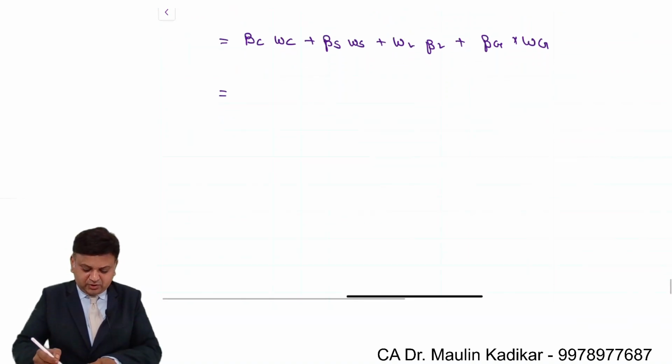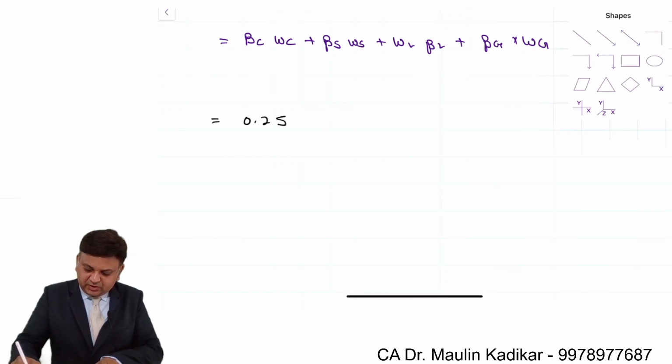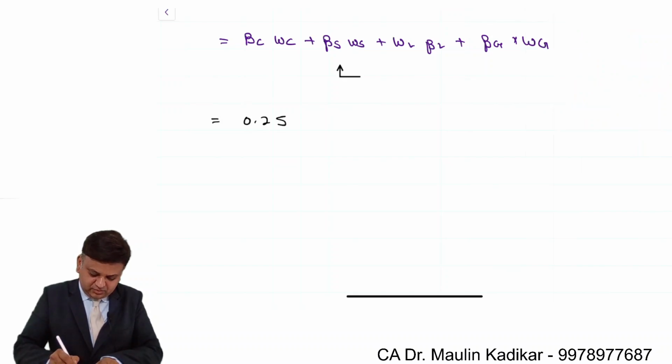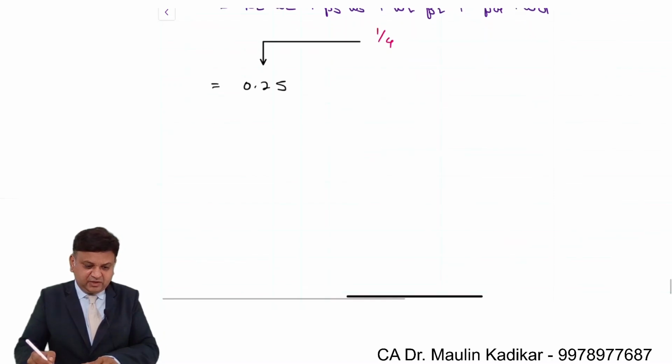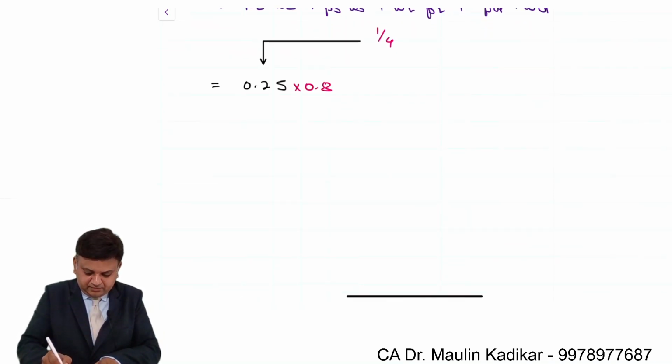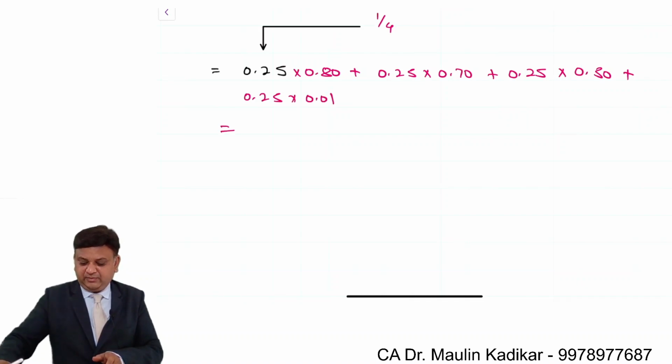We know that the weight is 0.25 for everyone. So here the weight is 0.25. How is this 0.25 calculated? It is 1 by 4, so it is 1 divided by 4. Multiplying with the beta: beta of the first security is 0.80, 0.25 into 0.70, 0.25 into 0.50, 0.25 into 0.01. This is the way the beta of the portfolio can be found.